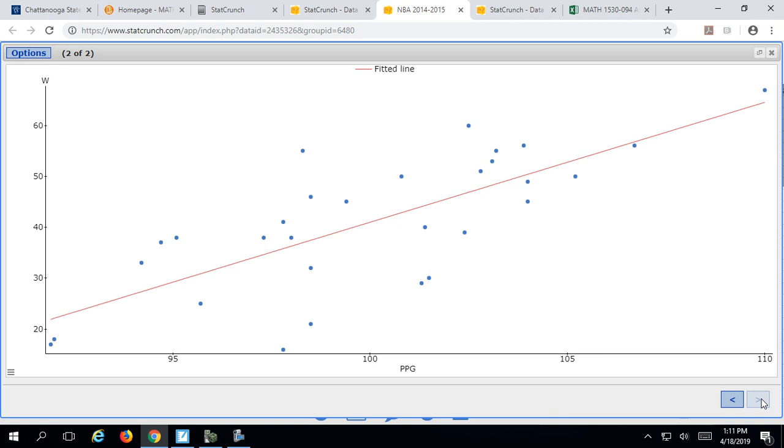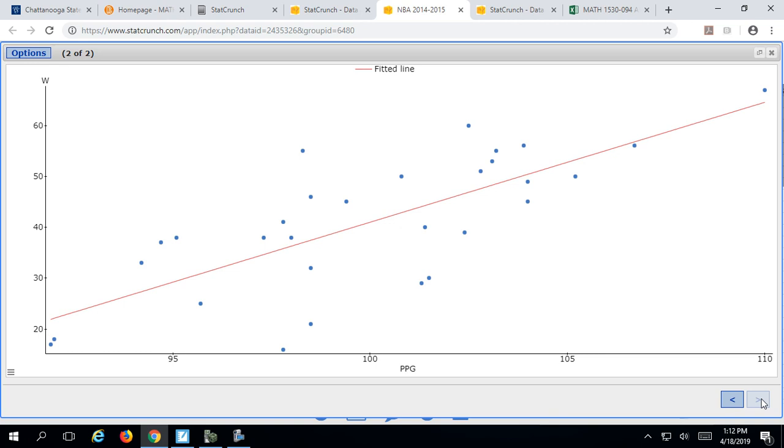Okay? Why are they not perfectly sitting on the line? Higher points per game should mean higher wins. Unless what? Unless your defense is also bad, right? If you're scoring a lot of points, but you're also allowing a lot of points, not necessarily going to win more games. That makes sense? But in general, scoring more points leads to more wins. The better your offense is, the better. But there's also the defensive part of it too. So that's why these aren't perfectly lined up. Okay? Because there's other things going on, right?